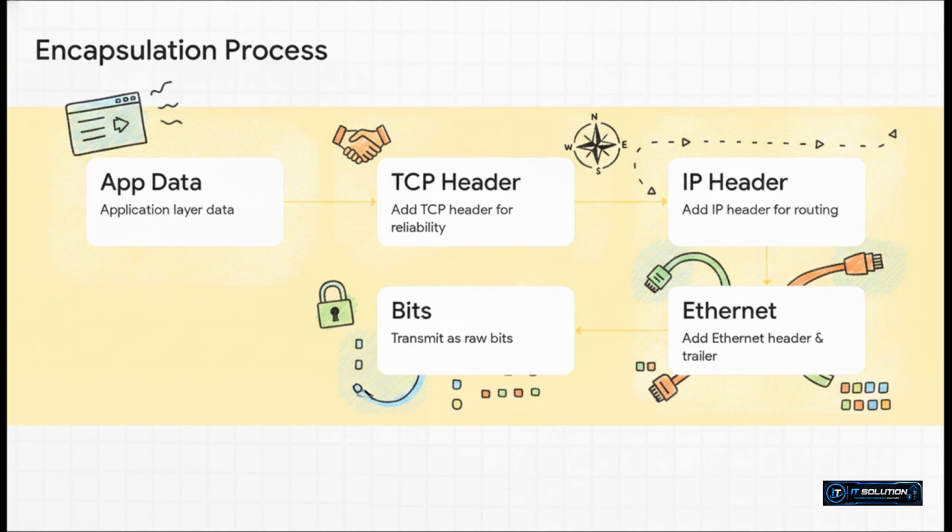The transport layer quickly slaps a TCP header on it so it's reliable. It passes down to the internet layer, which slaps an IP header on it for routing. And finally, the network access layer wraps it in an Ethernet header and a trailer. In literal milliseconds, your raw data is wrapped in multiple layers of absolutely crucial instructions.